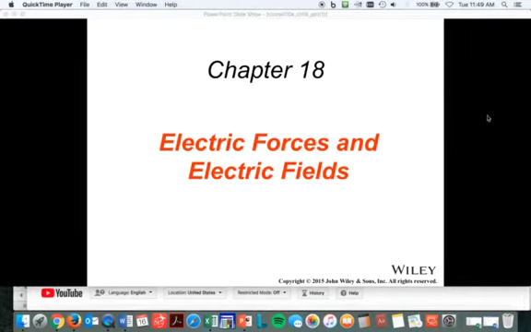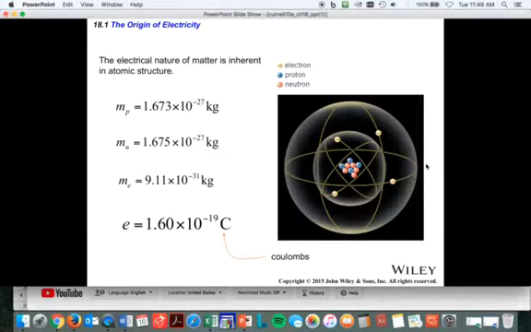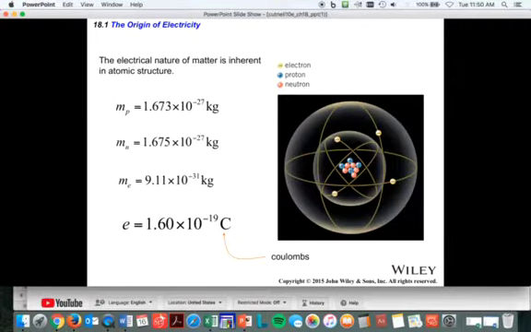So we're looking at electric forces and electric fields. The first thing we have to do is look at the structure of an atom, a very simple atom, basically a hydrogen atom. We know that's not a real model of an atom. We don't really know what they look like internally, but this is our model so far.